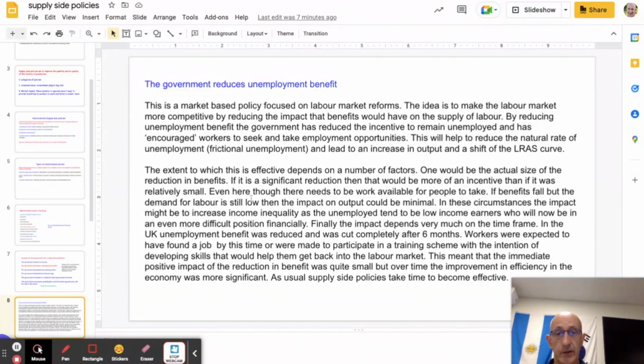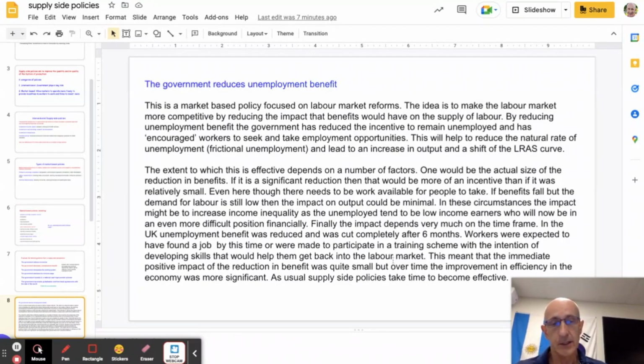But as I said earlier, even here, there needs to be work available for people to take. If benefits fall, but the demand for labour is still low, it doesn't necessarily have the impact that you want it to have. In fact, it could lead to detrimental impacts in terms of the quality of income, and low earners now will be even more precariously placed with regards to their financial position.